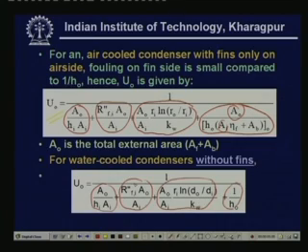So, depending upon the particular case and starting with the general expression for the overall heat transfer coefficient, you can simplify it to a particular case. Of course, you can also do the design for a heat exchanger where fins are there on both outside as well as inside, and fouling is there on both outside as well as inside. And I was mentioning that for water cooled condensers without fins.